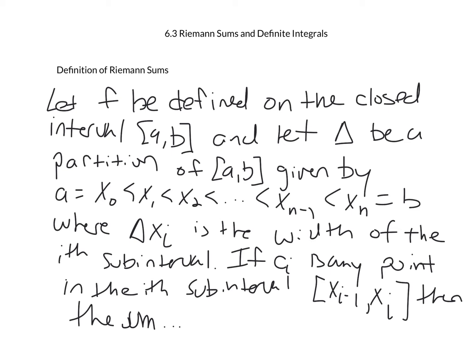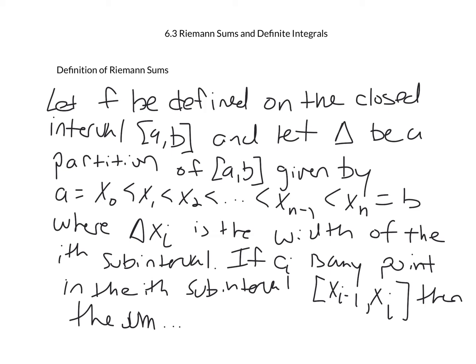Let the function f be defined on the closed interval a to b, and let delta, that's just a triangle looking thing, which means change if you remember certain ways we write the slope formula, be a partition of interval a to b, given by a equal to x sub 0 less than x sub 1 all the way to x sub n equal to b. So a being the smallest and b being last, where the change in x sub i is the width of the subinterval.